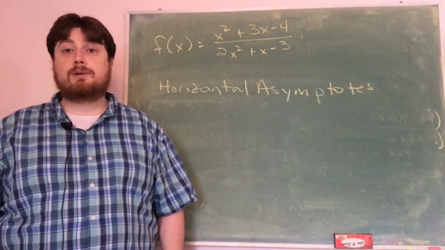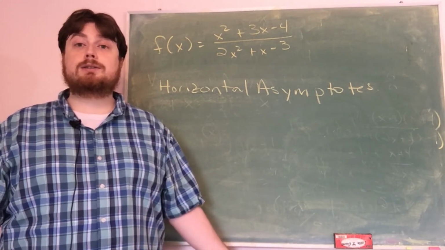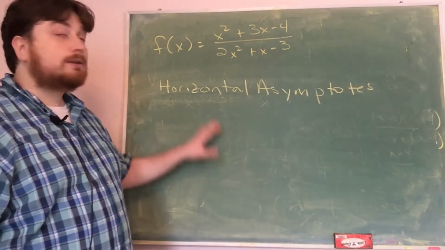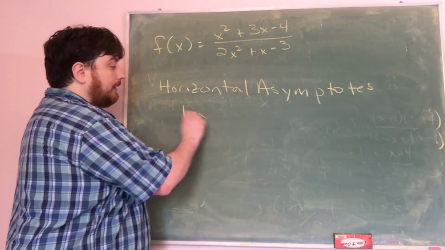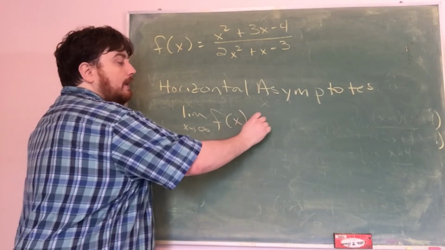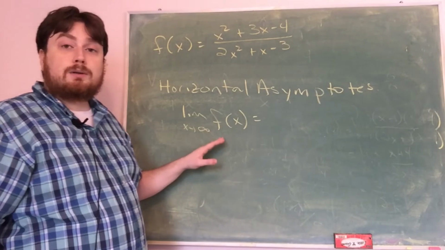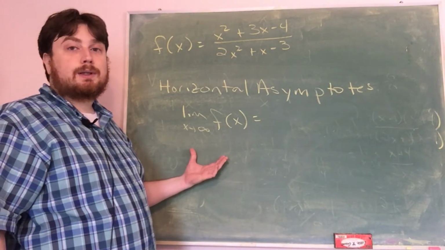Now that I've found my vertical asymptotes, I want to find my horizontal asymptotes. And remember, the horizontal asymptotes are found by taking the limit as x goes towards positive infinity or negative infinity. So I'm going to take the limit as x goes towards infinity of f of x. And so what I'm going to do is I'm going to look at this function again, and I'm going to say, well, what happens as x goes towards infinity?